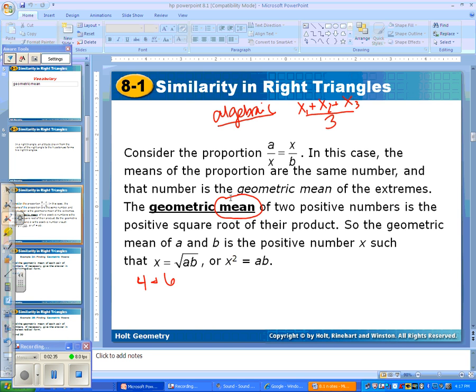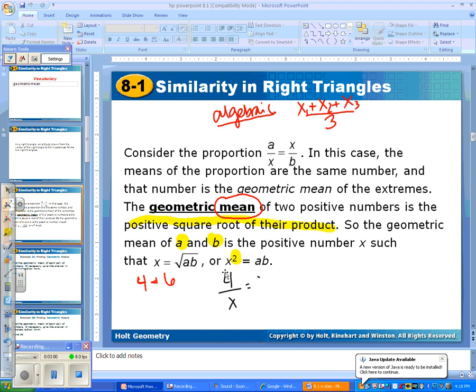Geometric mean is different. Geometric mean is the positive square root of the product. So we're only talking about 2 numbers, A and B. And it's only positive. We don't want negatives, because usually an exponent of 2 means we have 2 answers, right? We only want the positive ones. So if I wanted to find the geometric mean of these 2 numbers, you could set it up like a proportion every single time.